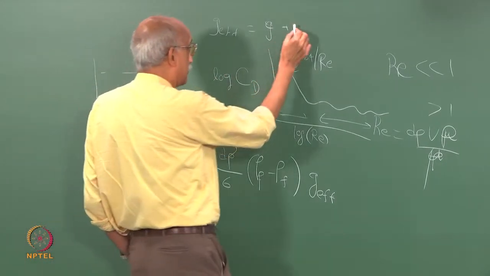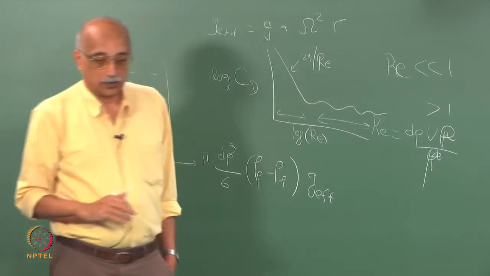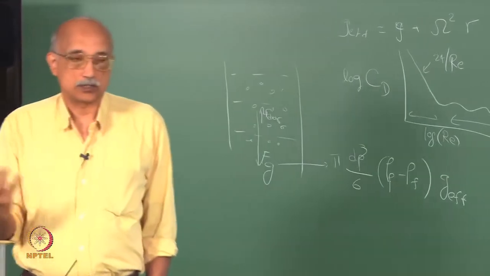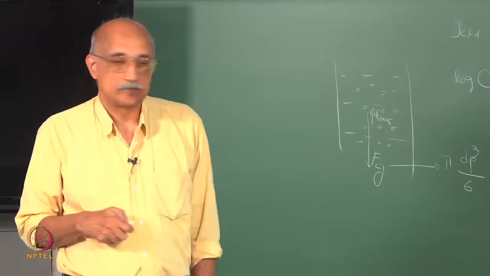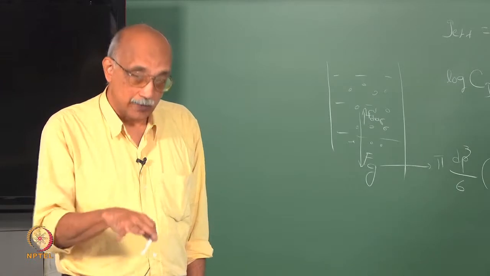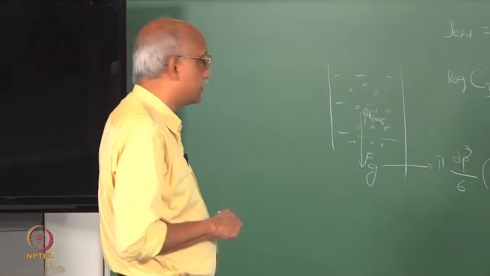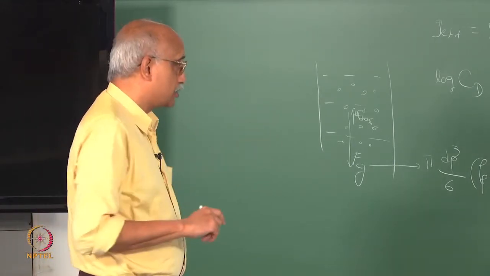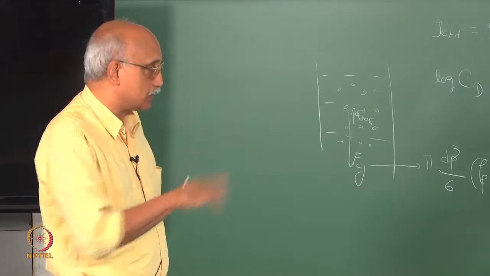gravitational acceleration plus some sigma squared r, where the sigma value represents your rotational velocity when you are applying a centrifugal field on top of the gravitational field. So, a general expression for g effective would include both the gravity plus an applied gravity or enhanced gravity due to a centrifugal field that you have applied. So, in general, you should be able to obtain an expression for the terminal velocity in both those cases.